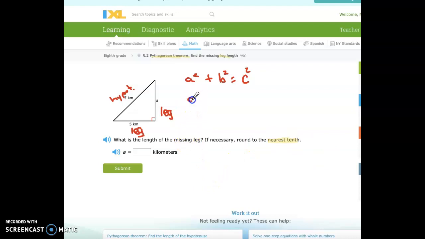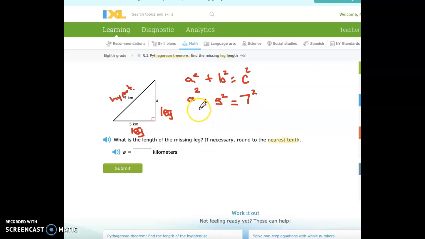So yes, your a stays the same. Your 5 will go in for a leg, and this is a leg here, the b. a and b are legs. And then you have the hypotenuse, where the c is, and substitute the 7 in and square it. You want to solve this. So take a look at it and think about what you have to do in order to solve it.